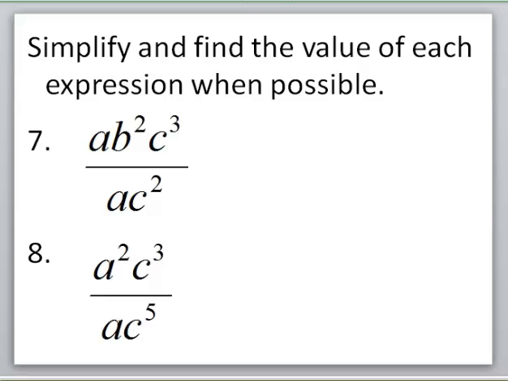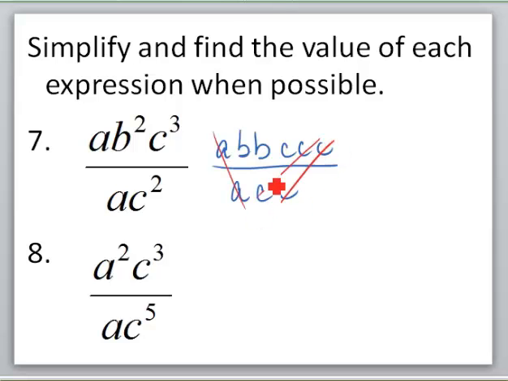Let me put a couple more problems on this video. So this first one says I have an a, I have 2 b's, b times b, and I have c times c times c. On the bottom I have a, and then c times c. The c's cancel, the a's cancel, and I'm left with b squared and a c on the top.